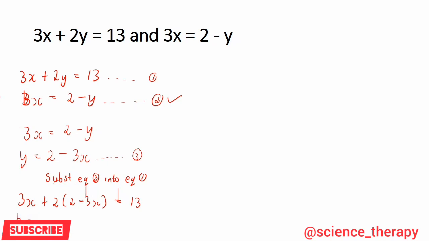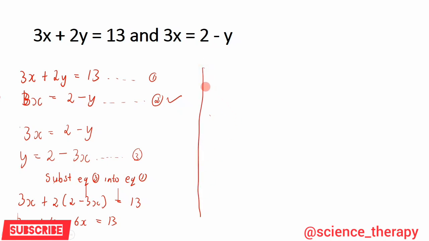So we have 3x. Now what do we need to do with this 2 multiplied by this 2 inside here? We have plus 4, and this 2 multiplied by that negative 3x there, we have negative 6x, then is equals to 30, right? Now at this point, what do we do? Let's continue.